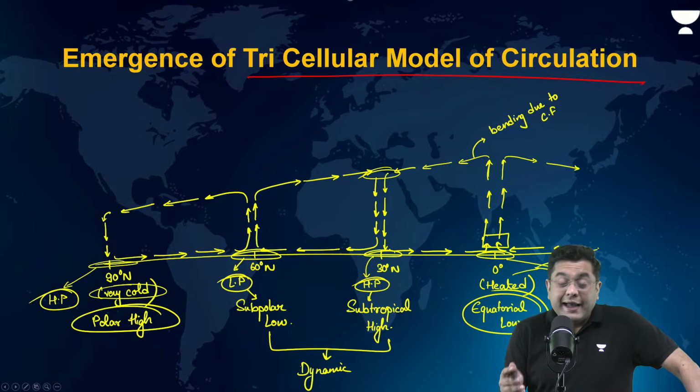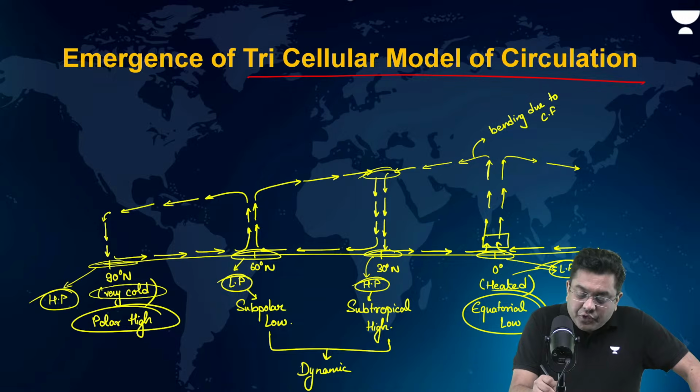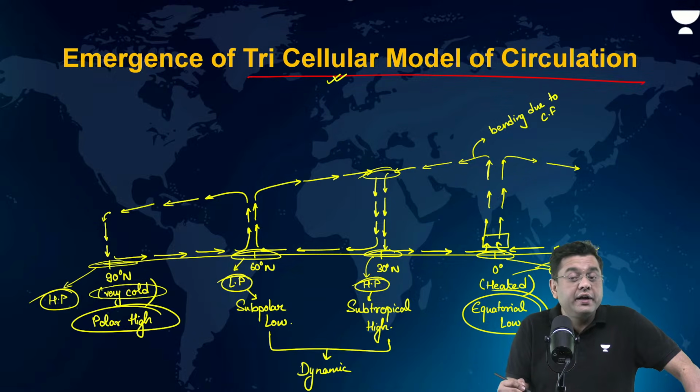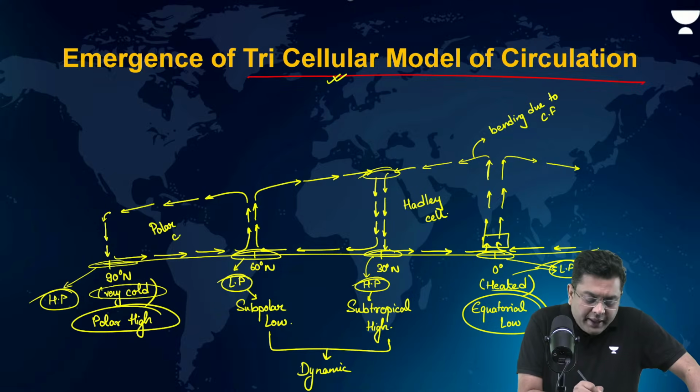Okay. Now there is generation of 3 cells in each hemisphere. That is why this model is known as the tricellular model of atmospheric circulation. This is known as your Hadley cell. This is known as your polar cell. And this is known as your Ferrel cell.